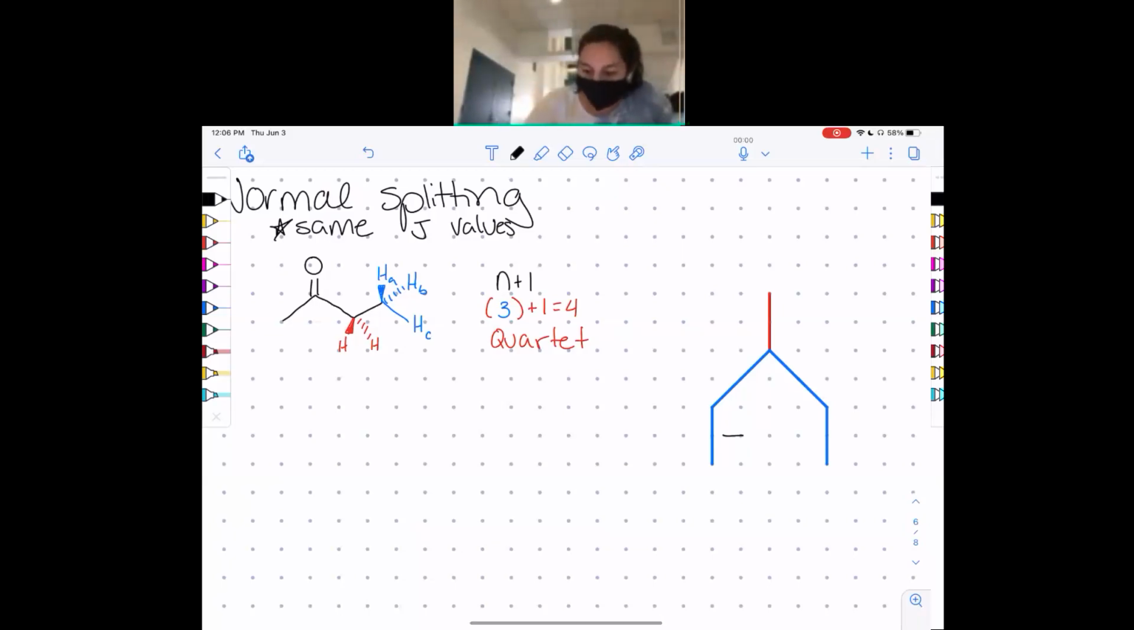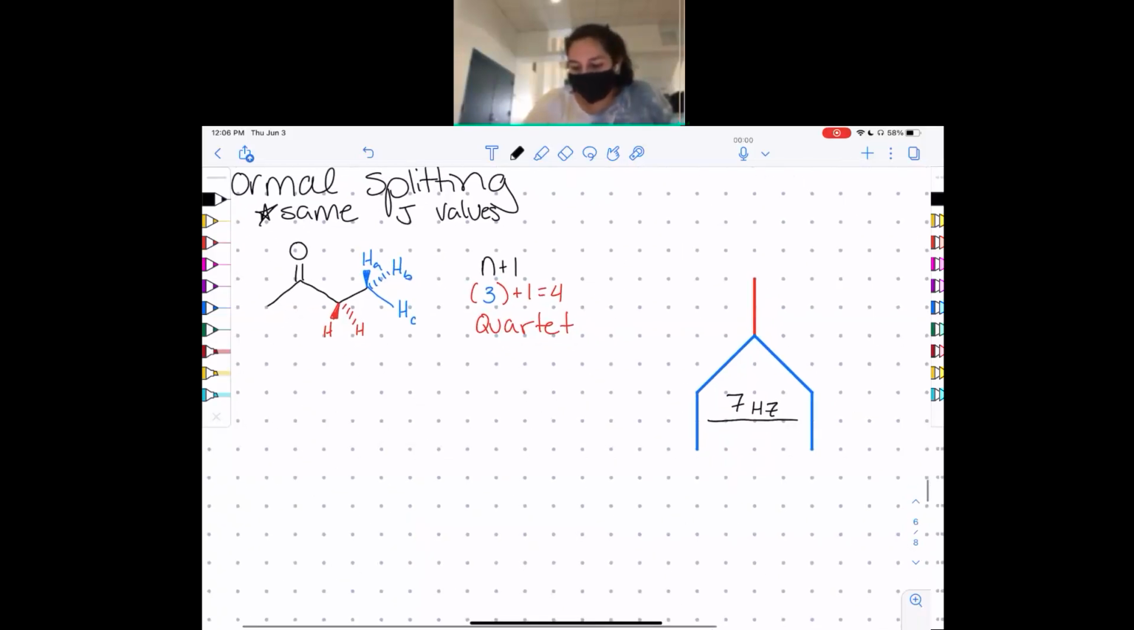Yes, so this is 7 hertz. At first, we have 1 peak because it hasn't been split. Once it's split 1 time, it's like that. It has 2 peaks now.